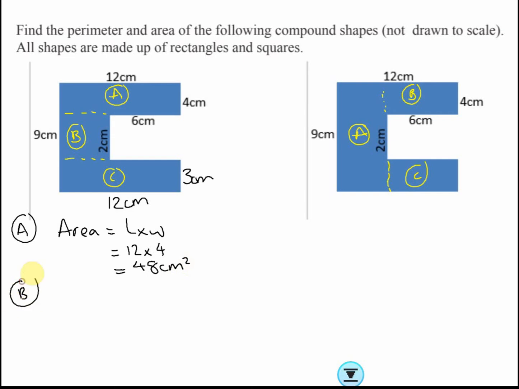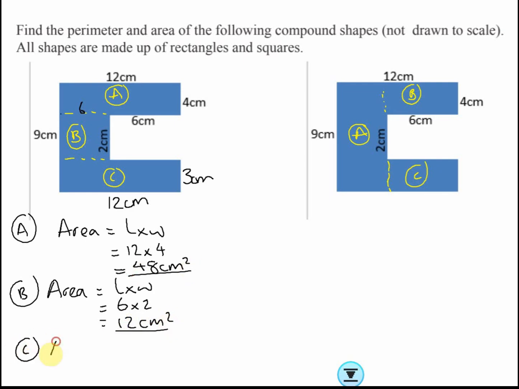Let's go down to section B. Do I know this? Not yet, but I have that dimension there. Okay, let's work this one out. So something add 6 is 12. Well, that must be 6 as well, so I'm just going to pop a 6 in there. So area equals length times width. 6 times 2, and that is 12 centimeters squared.